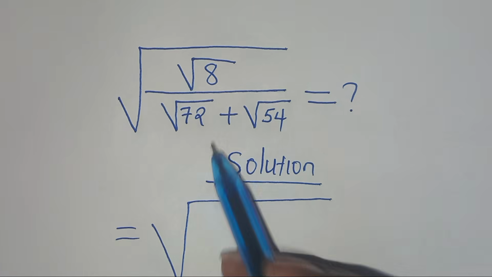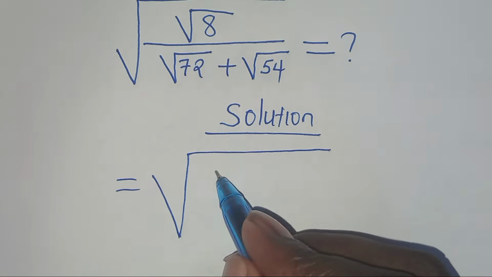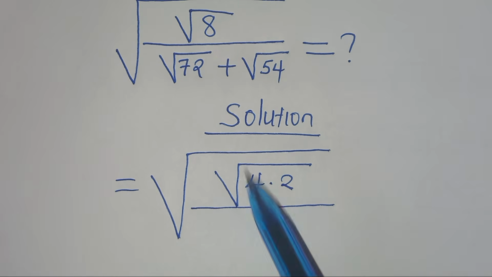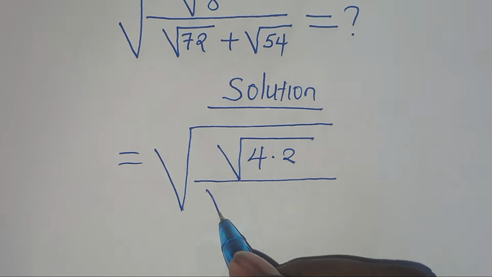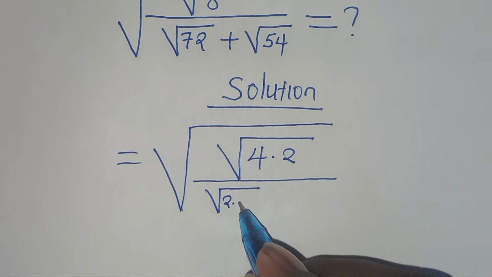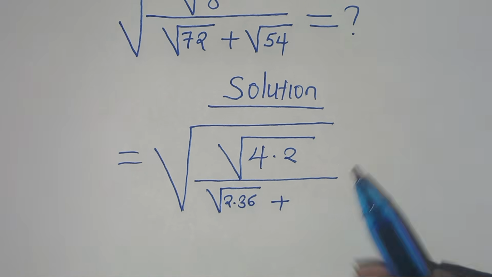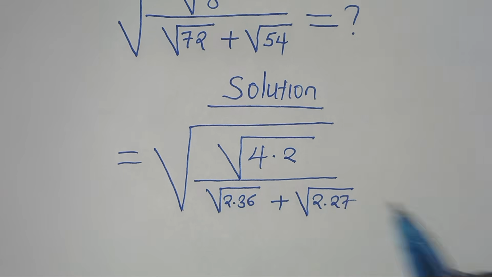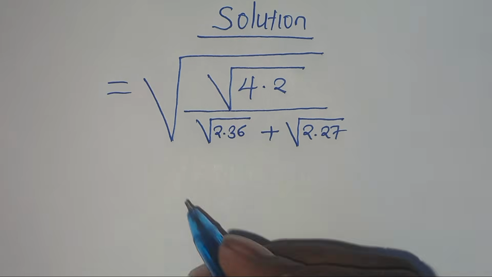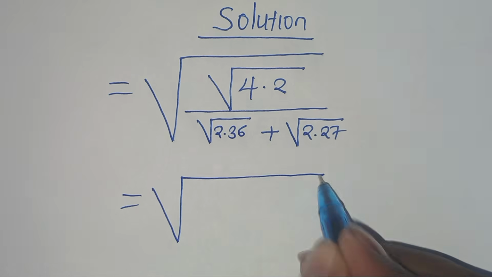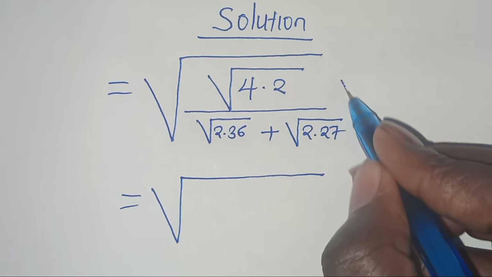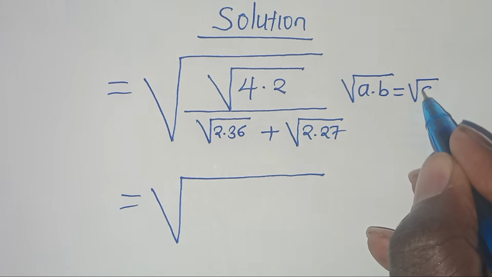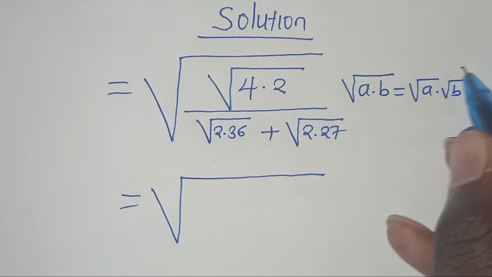we can express the square root of 8. This is the same thing as the square root of 4 multiplied by 2 divided by square root of 72. We can express the square root of 72 as square root of 2 multiplied by 36, then plus square root of 54, which is the square root of 2 multiplied by 27. Now the next step, we have the square root of 4 times 2. This is in the form of square root of a multiplied by b, which we can express as the square root of a times the square root of b.